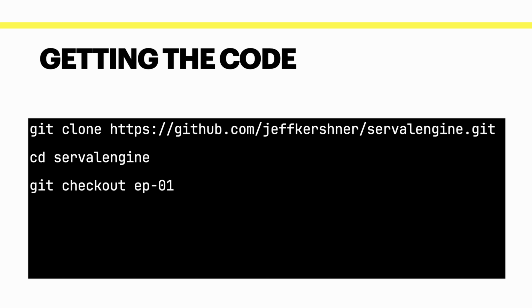To follow along, clone the repository and check out the episode 1 tag. You will need a C++20 compiler, CMake, and the Vulkan SDK installed. Please check the README for platform-specific instructions. If you install CLine, most of this is handled for you. Just make sure you install the Vulkan SDK for your platform. Link is in the description.